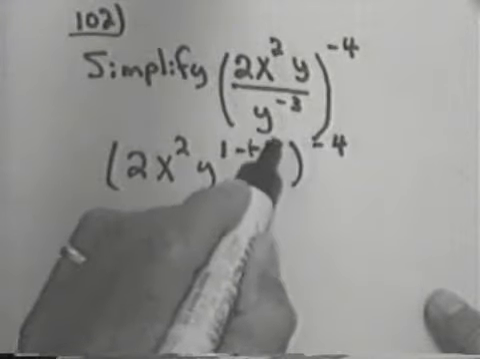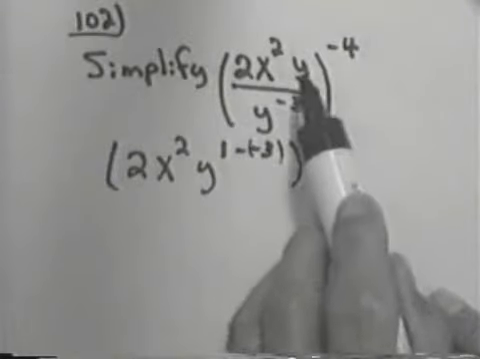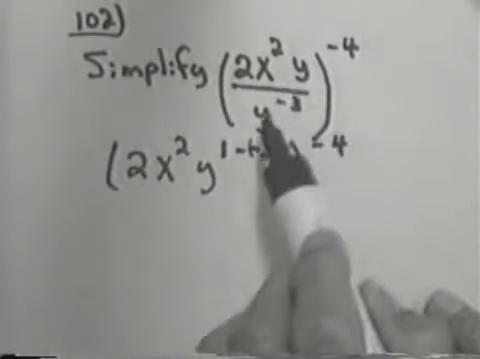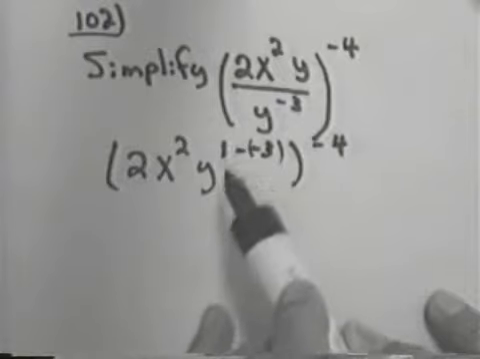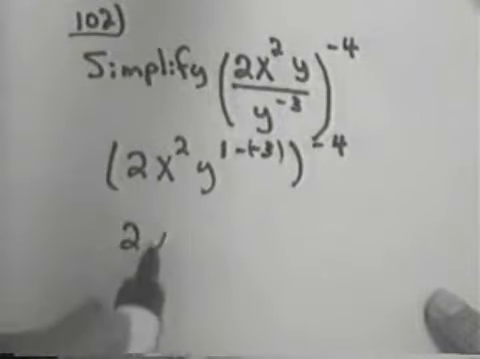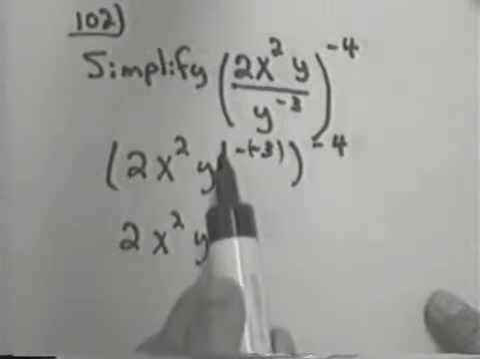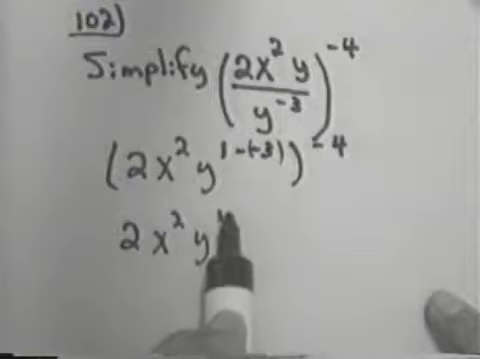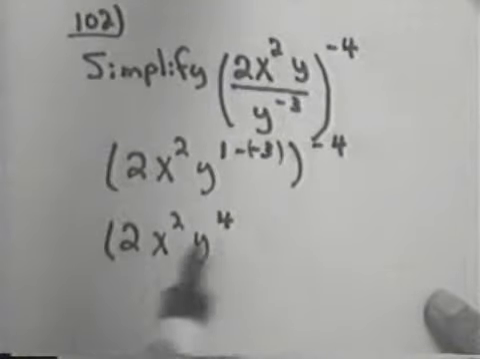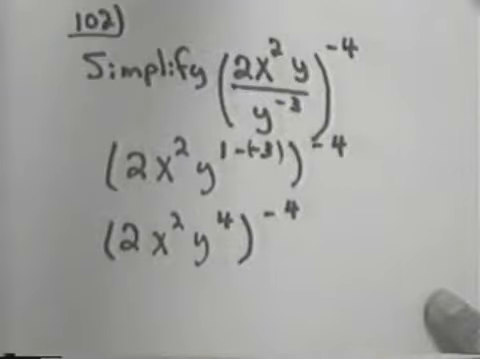So to divide powers having the same base, I keep the base and subtract the exponents. So 1 subtract negative 3. So I leave the 2, I leave the x squared. To divide powers having the same base, I keep the base, y, subtract the exponents. So that would be 2x squared, y to, now 1 subtract a negative 3 would be the same as 1 plus 3, which is 4, raised to the negative 4 power.